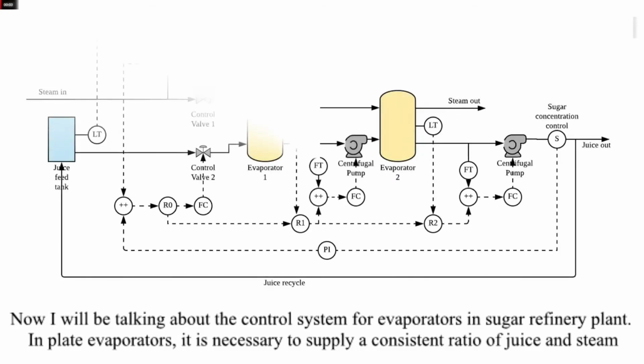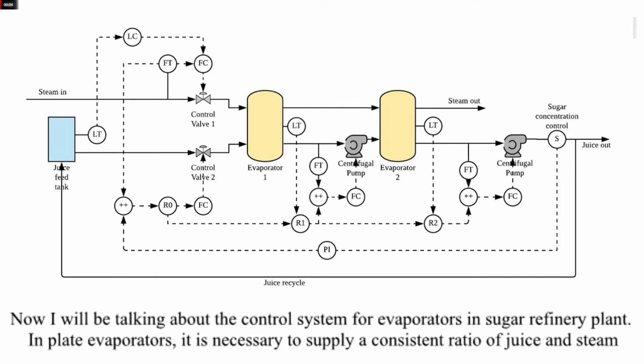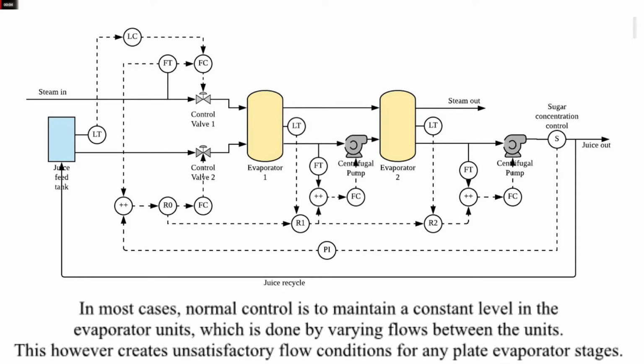Now, I'll be talking about the control system for evaporators in a sugar refinery plant. In plate evaporators, it is necessary to supply a consistent ratio of juice and steam. In most cases, normal control is to maintain a constant level in the evaporator units, which is done by varying flows between the units. This, however, creates an unsatisfactory flow condition for any plate evaporator stages.